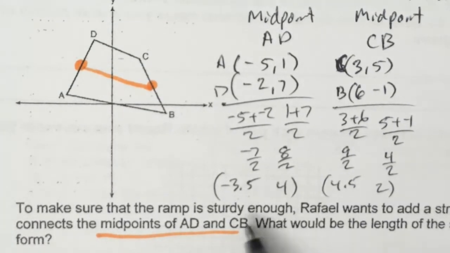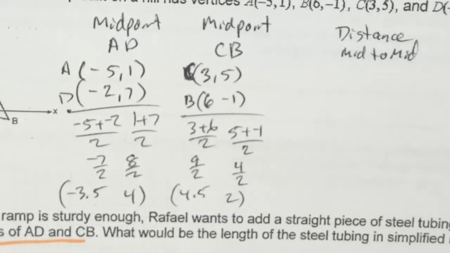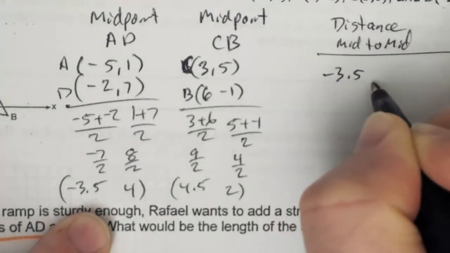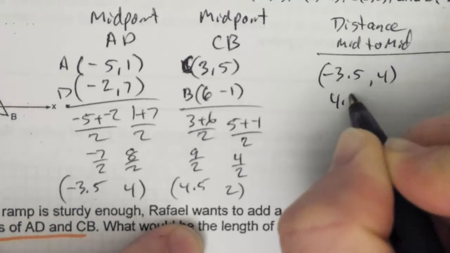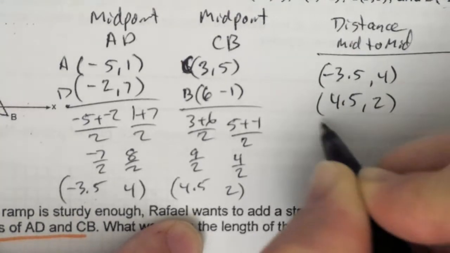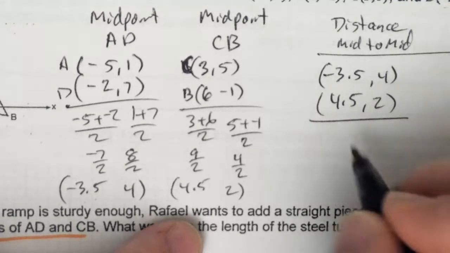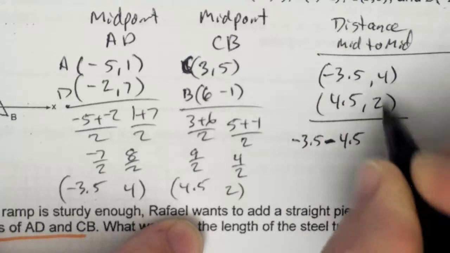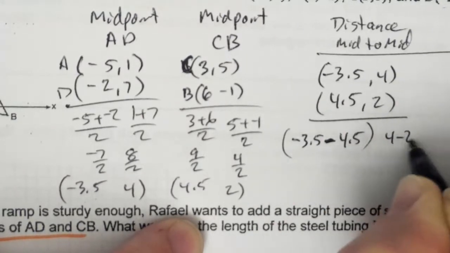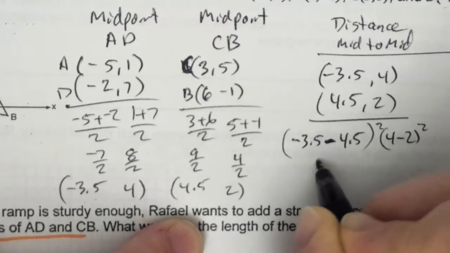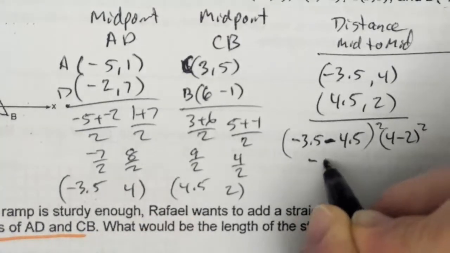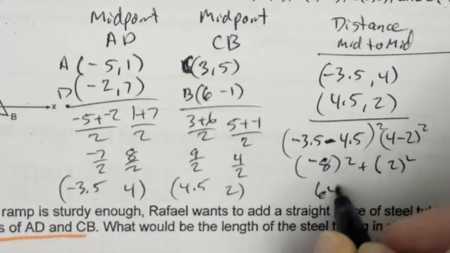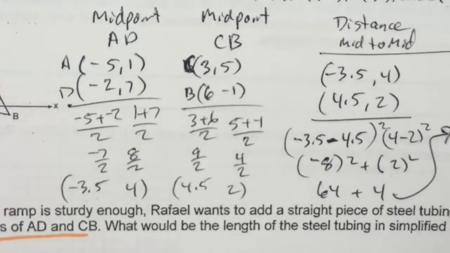And your final step is to find the distance between those two coordinates that you just found. So now that you have those two coordinates, so negative 3.5, comma 4, and 4.5, comma 2. Distance, we don't like distance. So we're going to subtract those. Negative 3.5 minus 4.5, and 4 minus 2. We get negative 8 squared plus 2 squared. That's 64 plus 4. I ran out of room, so I'll put it up here.